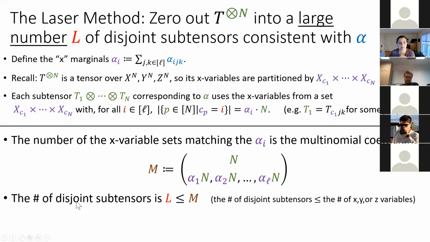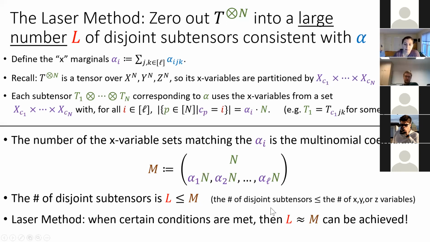And because when you have a set of disjoint subtensors, they cannot overlap on any x variable set, the total number of disjoint subtensors is at most this multinomial coefficient. So the number of subtensors you get is at most the number of variables. So the point is you cannot get more. And the laser method says that if certain conditions are met, you can actually basically get this value. So you can get a number of disjoint subtensors, so the direct sum, that's actually equal to this value, which is the most you can get.